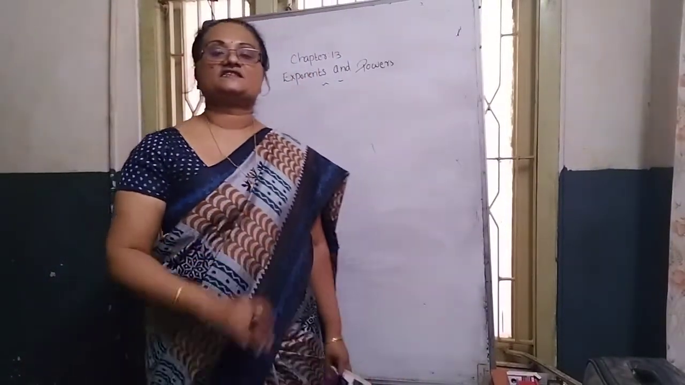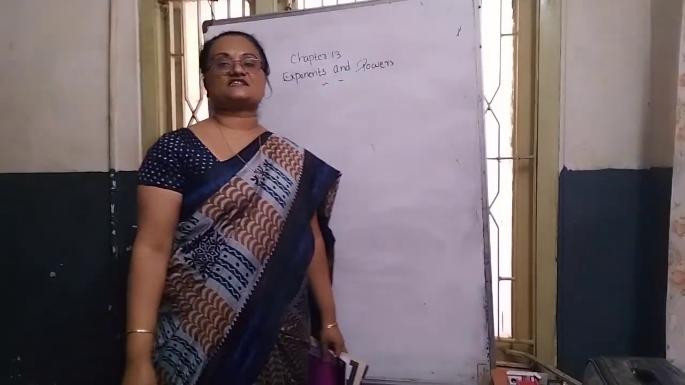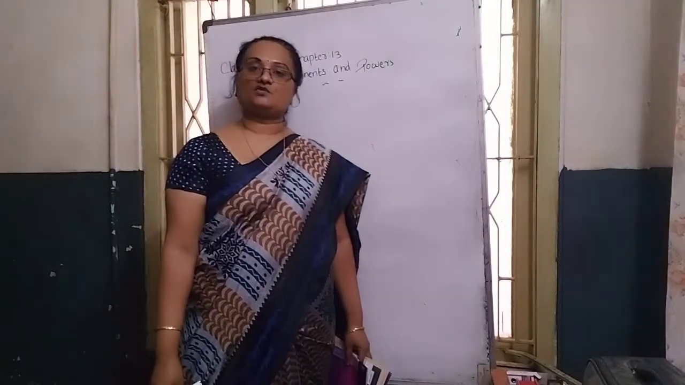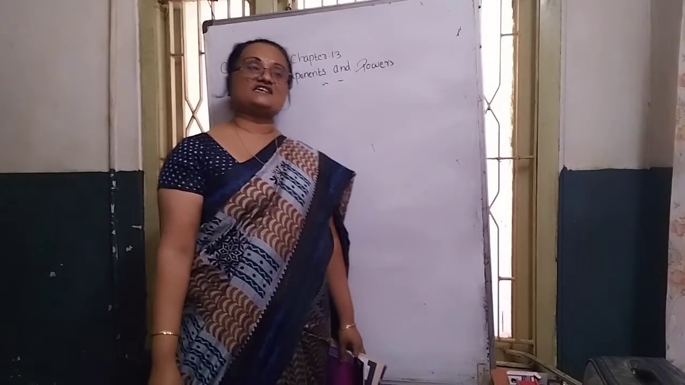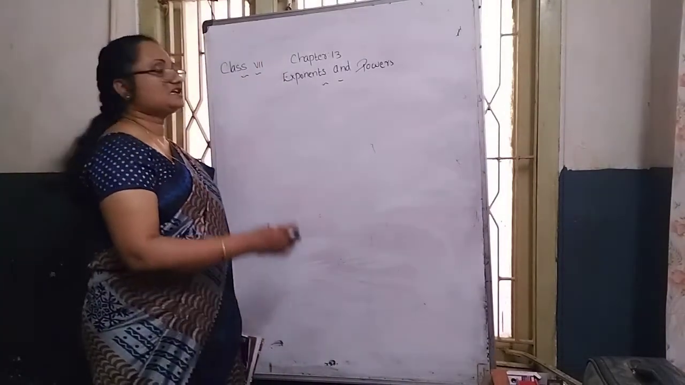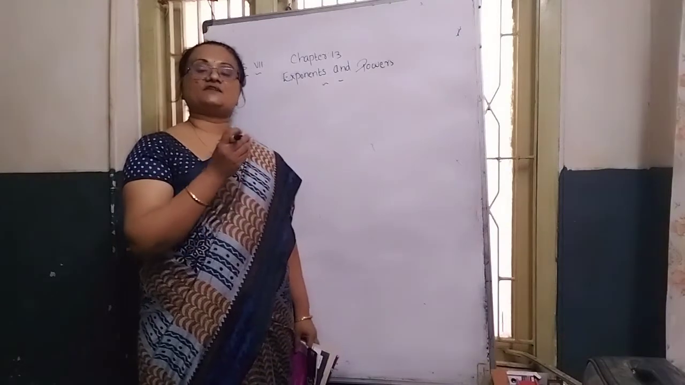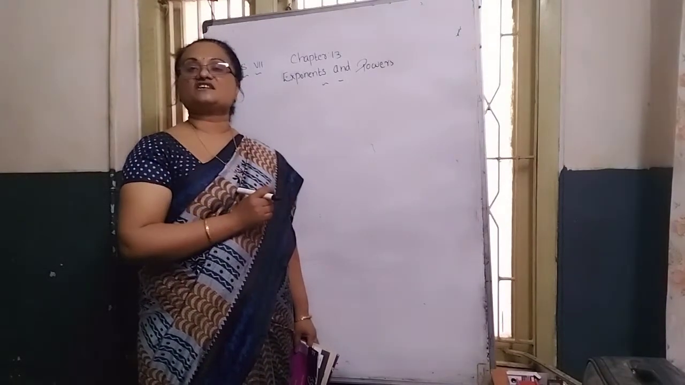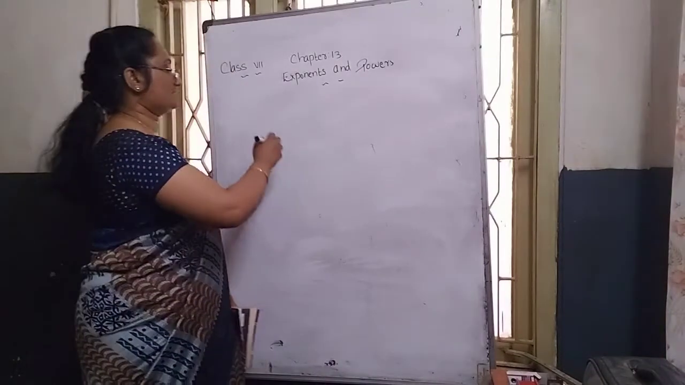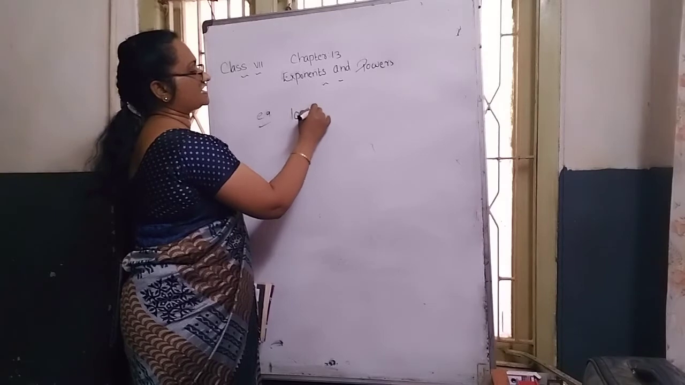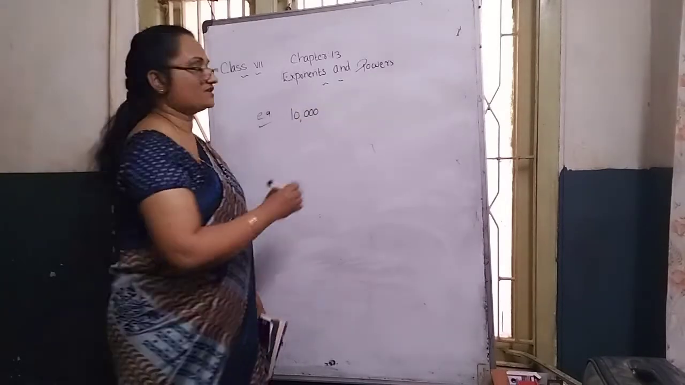Hi students, now we are going to discuss chapter 13, Exponents and Powers. What are exponents and powers? Exponents mean that a large number can be expressed in a short form. That time we use a power notation. Example: 10,000. We can express 10,000 in the form of a power notation.